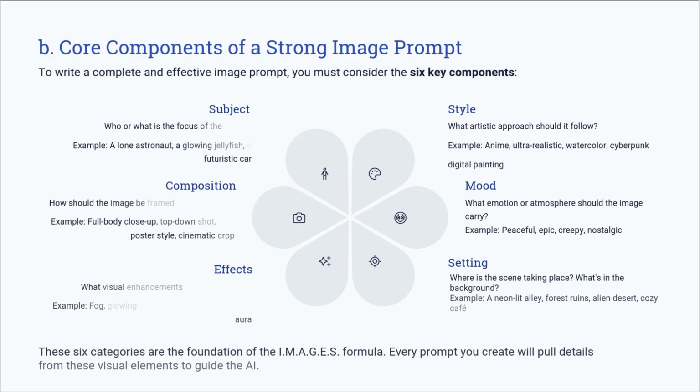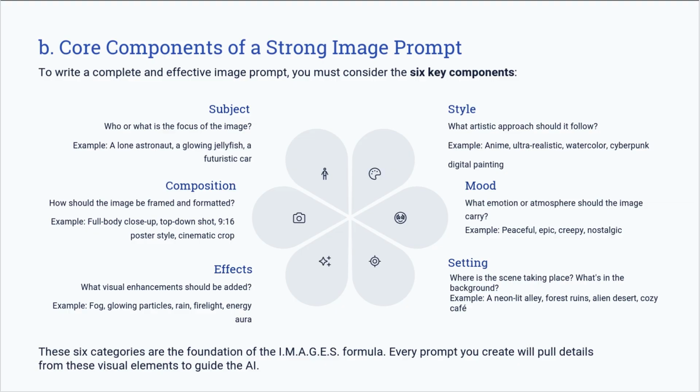Alright, now let's break down the core components of a strong image prompt. To get powerful results from AI image tools, you need to think about 6 key things. These are like the ingredients in a recipe. Each one adds something important to the final image. First up, the subject. Who or what is the main focus? It could be a lone astronaut, a glowing jellyfish, or a futuristic car. Second, the style. What should the artwork look like? Maybe anime, ultra-realistic, watercolor, or even a gritty cyberpunk digital painting.